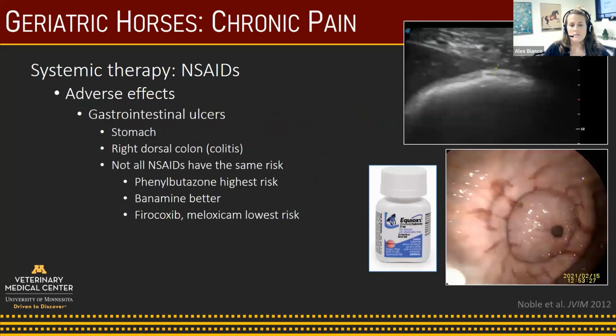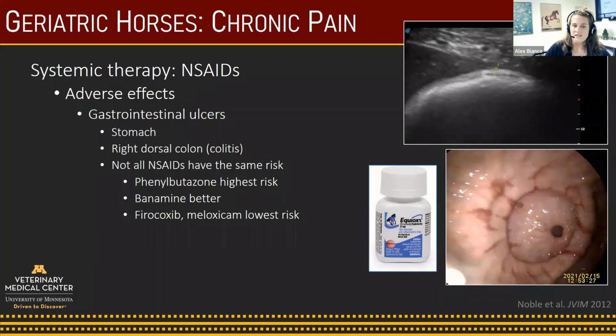The main side effects that we're concerned about with NSAIDs are GI ulcers, specifically in the stomach and then the right dorsal colon. This is a cause of ulcerative colitis, the only cause of hindgut ulcers in horses, despite what you might have heard otherwise.